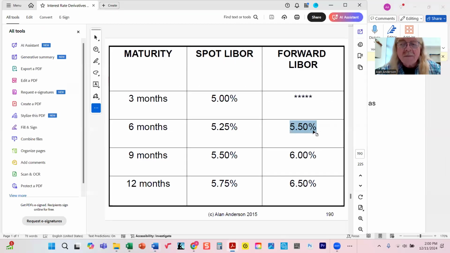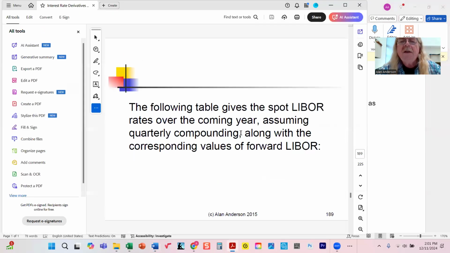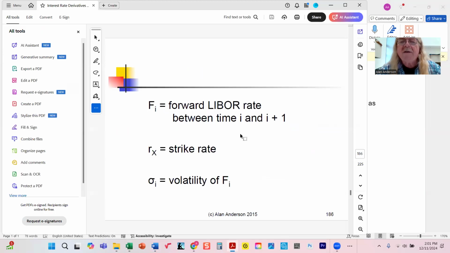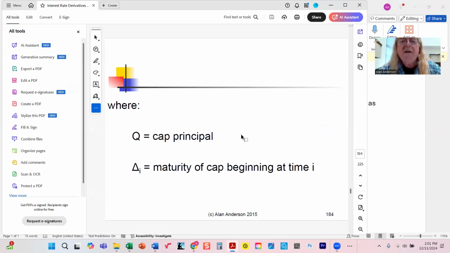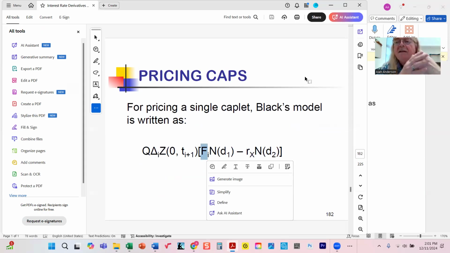That's the number that the model is based on, by the way. If you look carefully at the Black-Scholes model, you don't see any spot rates in here except for discounting purposes. It's all based on forward rates right there. And again, that comes back to the fact that Black's model was originally meant for futures options. So we've replaced futures prices with forward rates of interest to make this model work for interest rate options.